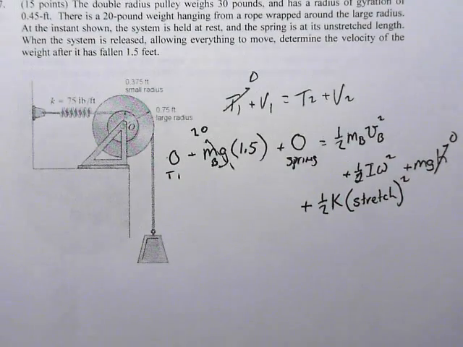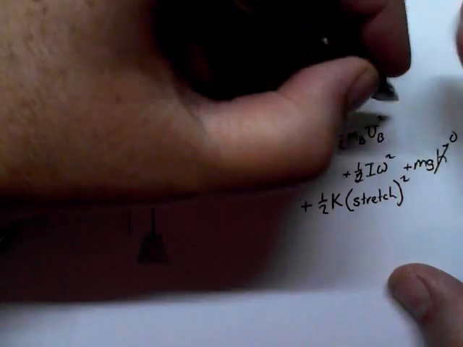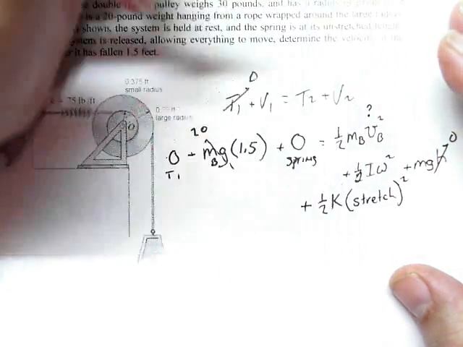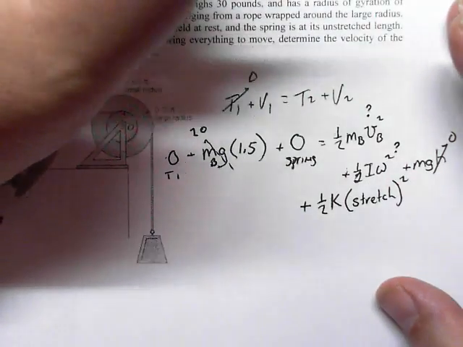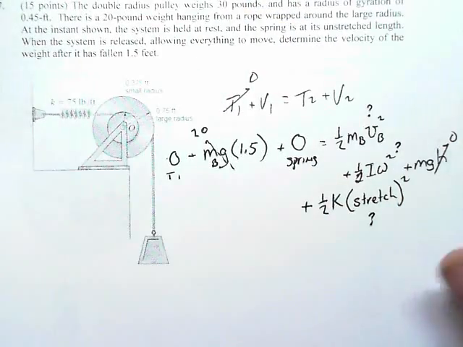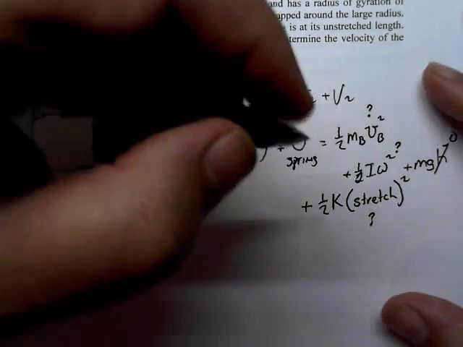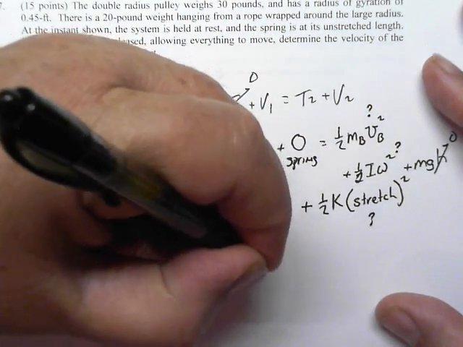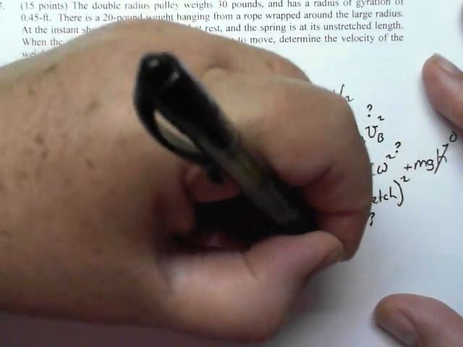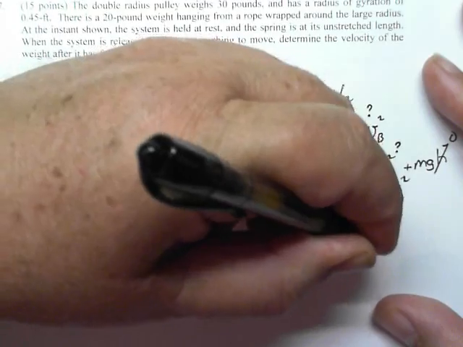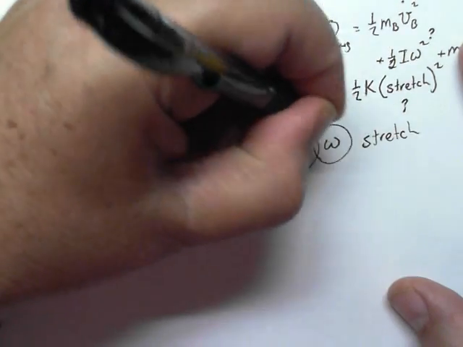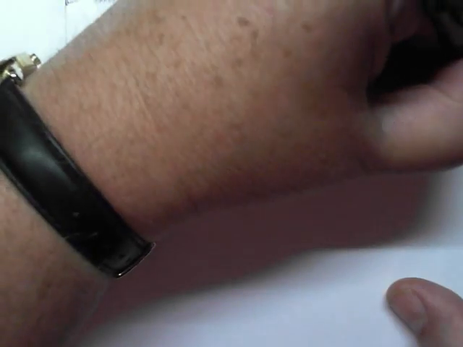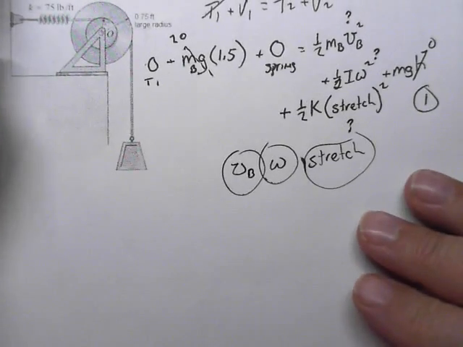Okay, and so the unknowns that we will have in here: we want to know the velocity of B. Omega is going to be an unknown, and right now the stretch in the spring is an unknown. So that looks like one equation, three unknowns for V_B, omega, and stretch. And so we're going to do a little bit of kinematics to deal with these three unknowns. So this is one equation and three unknowns.